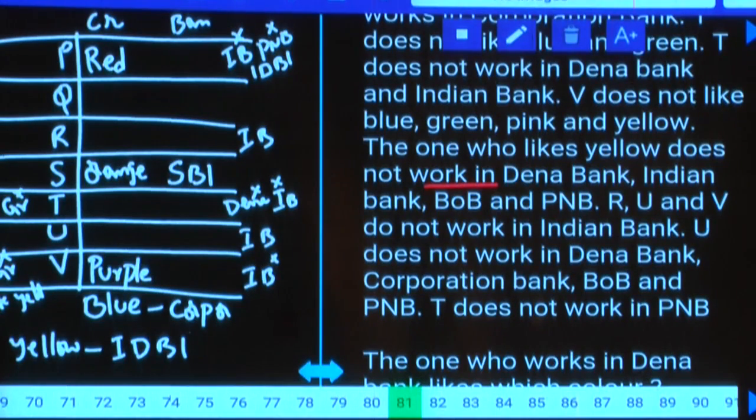Now P cannot work in Indian Bank, it is clearly given. Next one, R does not work in Indian Bank. Now this S cannot work in Indian Bank because he is already working in SBI. Now this person T cannot work in Indian Bank. Now this U cannot work in Indian Bank and V cannot work in Indian Bank.